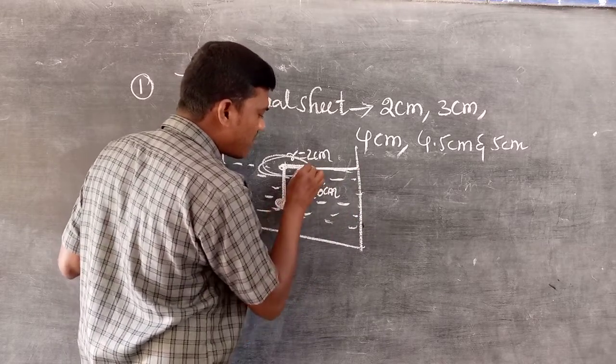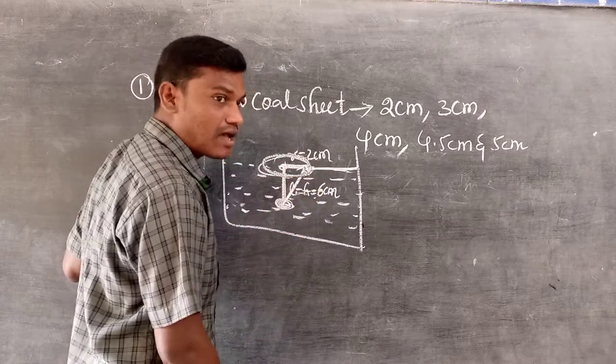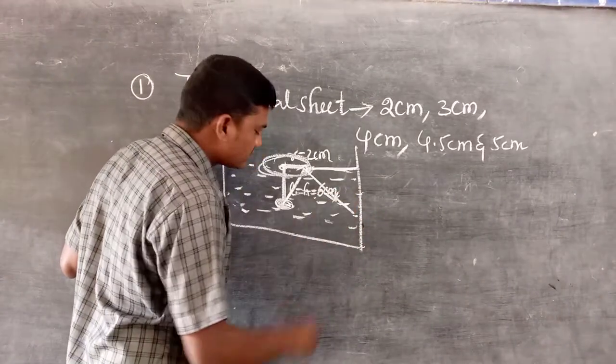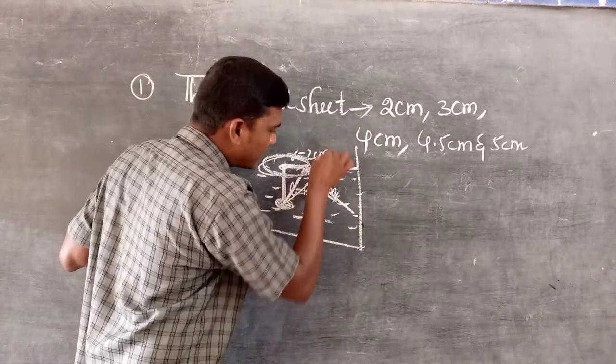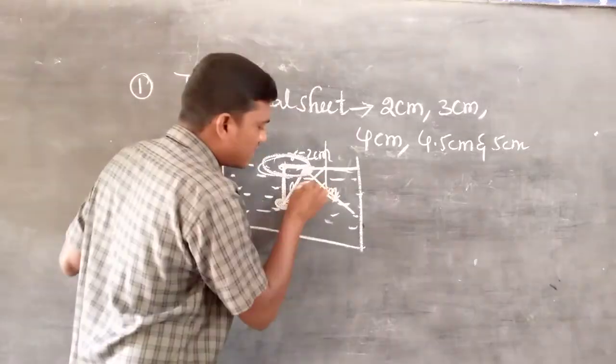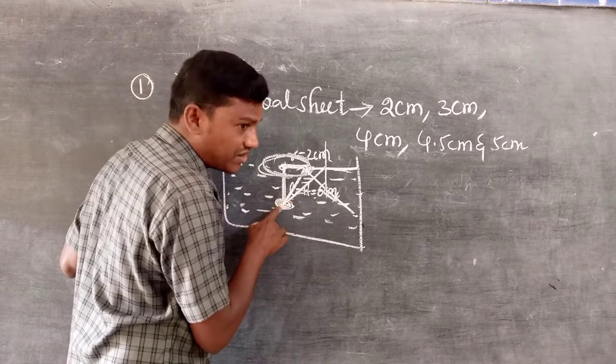From this one, some light rays will fall here. When the light ray falls here, the thermocol sheet acts as an obstacle. That's why the light will be reflected back. One more ray we can consider like this one. The light rays are coming from the head of the needle.